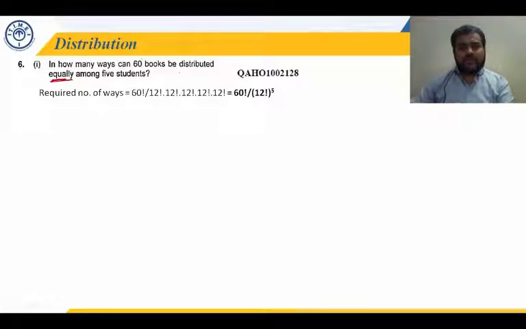Okay. So since we are dividing the parcels among 5 students, then these parcels will have distinct identities because it is being given to different kids. Okay. So this is the answer.